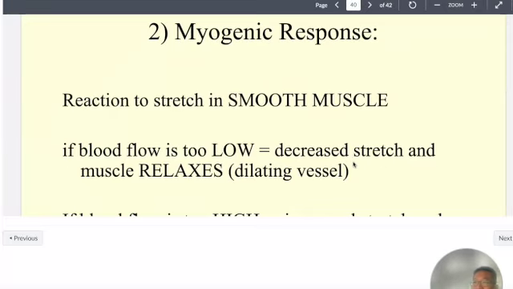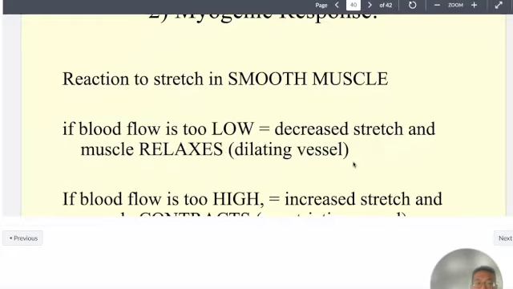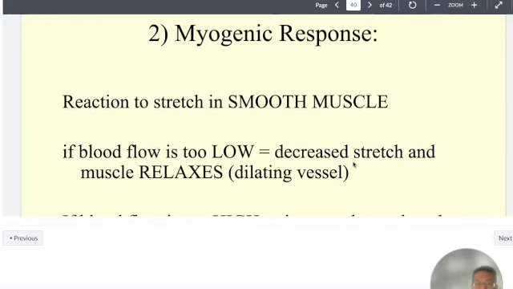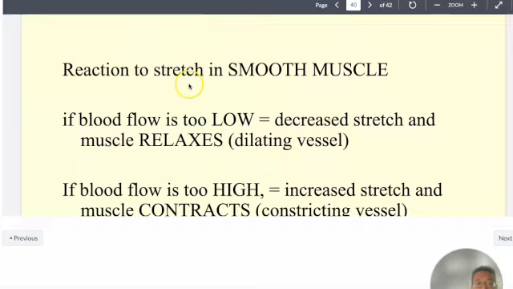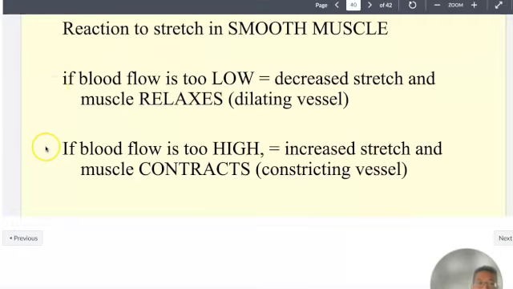Myogenic response is the reaction to stretch in the smooth muscle, depending on how much it is stretched. So if the blood flow is too low, there's not a lot of stretch, right? Decreased stretch, the muscle relaxes. If the blood flow is too high, there's an increased stretch, and the muscle will contract.